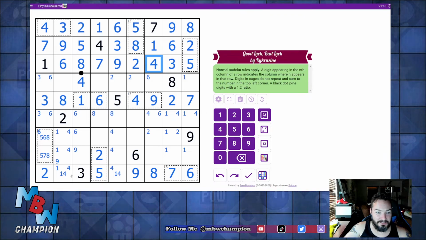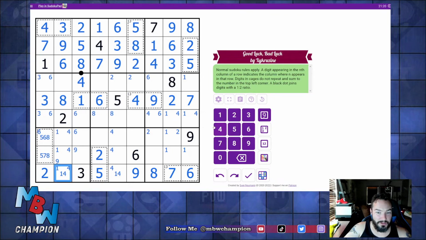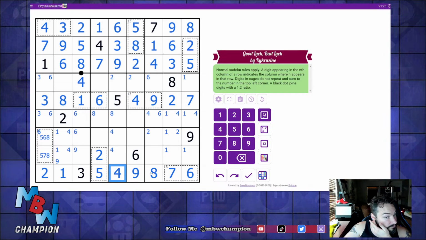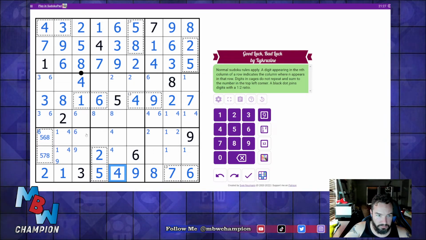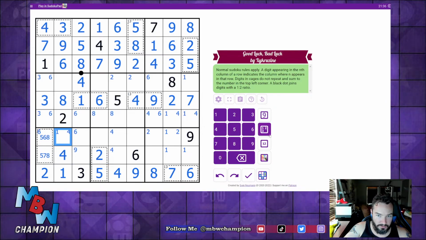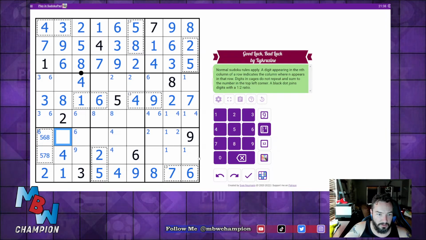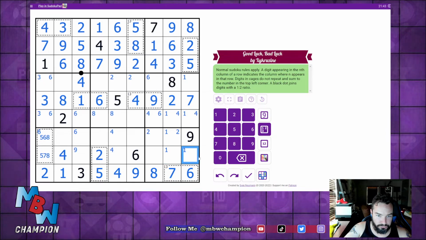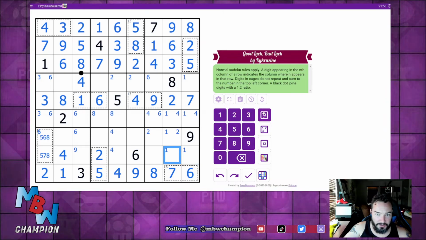God, this is coming along so well, by the way. Okay, did that row. So this is the 4th column, so this is a 4. This can't be a 9 right here. Like, this can't be a 9, remember? So it has to be right here.